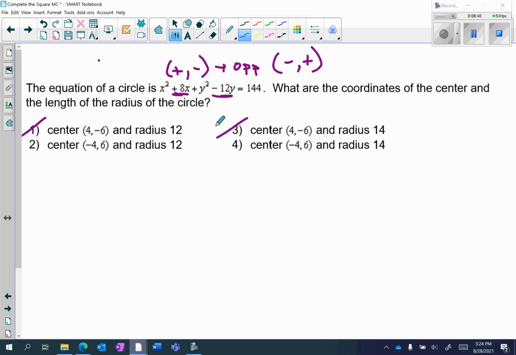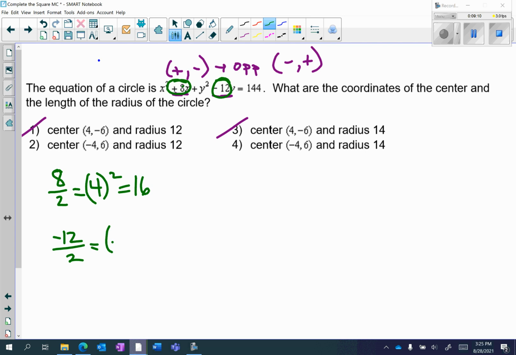The next thing that we're going to have to look at is the radius. One of the answer choices says a radius of 12, the other says a radius of 14. So remember, we're going to take the coefficient, which is 8. We're going to divide it by 2, which is 4, and then we're going to square it, which is going to give me 16. Then I'm going to take the coefficient in front of y, which is negative 12, divided by 2, which is going to give me negative 6. Square it, and it's going to give me 36.